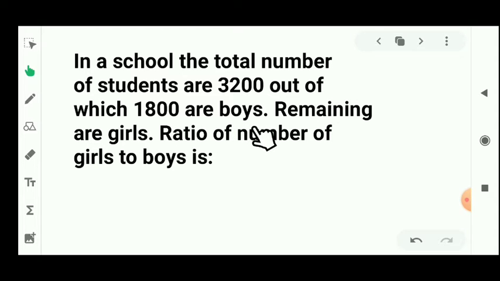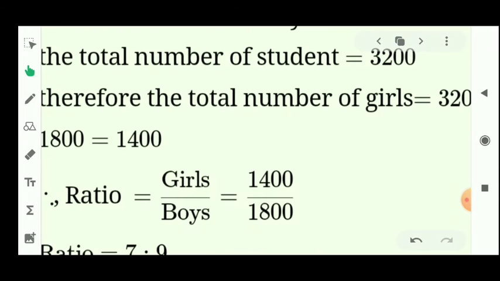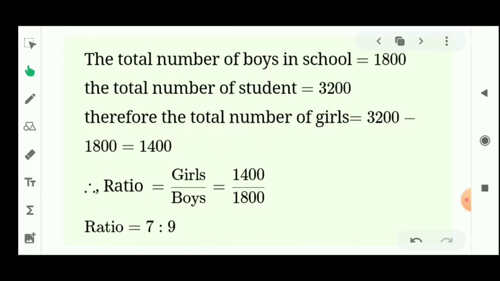The next question is, in a school the total number of students is 3200, out of which 1800 are boys and the remaining are girls. Ratio of number of boys to the girls will be. Let's see the solution. Students, the total number of boys in the school is given, 1800, and the total number of students is also given, that is 3200. So for finding the number of girls, we should subtract them. That means number of students minus number of boys. After subtracting it, its value will be 1400.